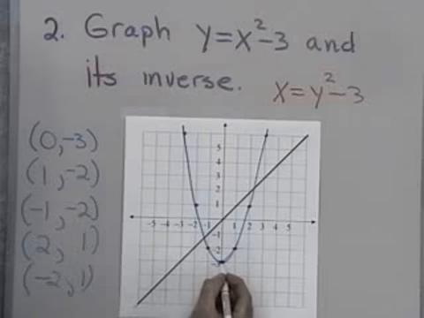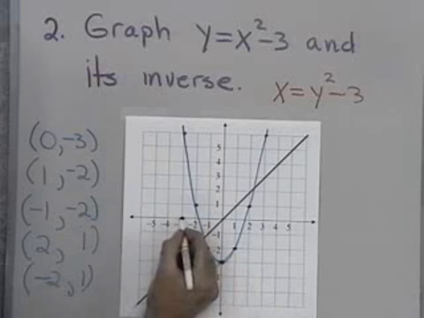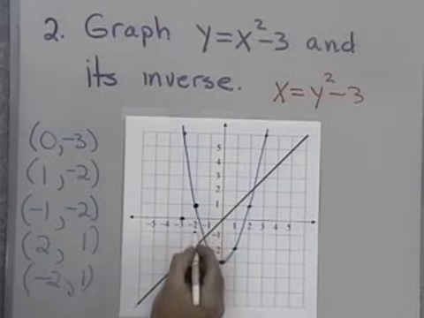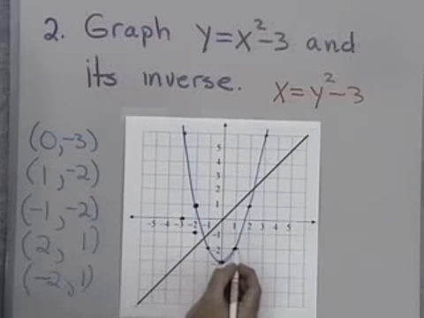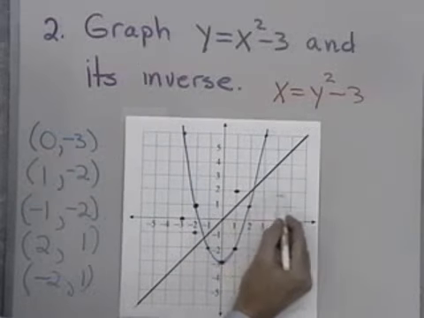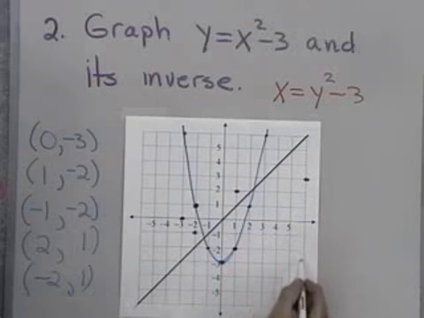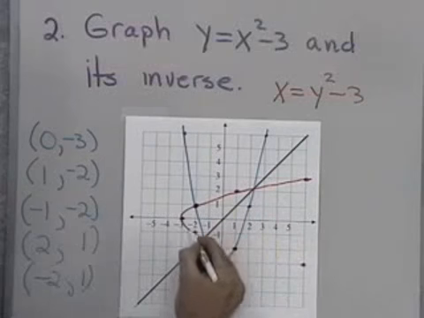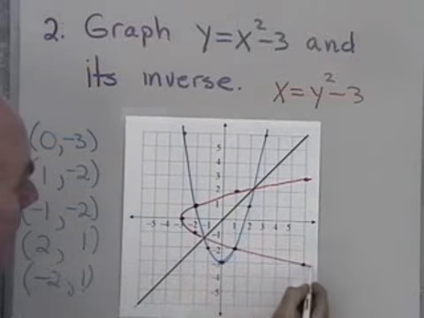So where I had x equal to 0, y equal to negative 3, I'll have y equal to 0, x equal to negative 3. Here I had x is 1, y is negative 2. When I reverse the order of those coordinates, I'll get x equal to negative 2, y equal to positive 1. Same thing down here, and then I'll get this point right here, and also this point right here. And then if I go over to 3, I'll get 6. Down to negative 3, I'll get 6. So here is the graph of the inverse of my original function.